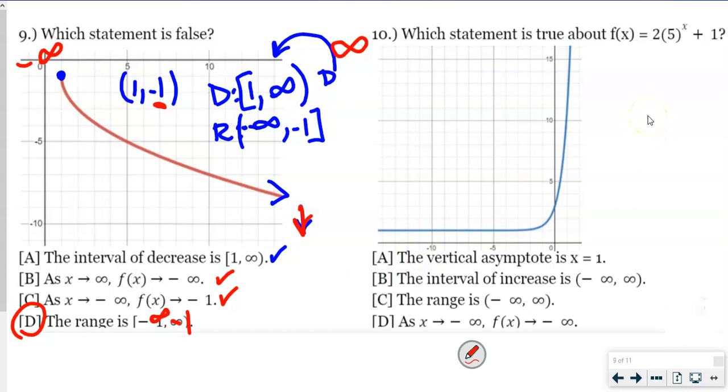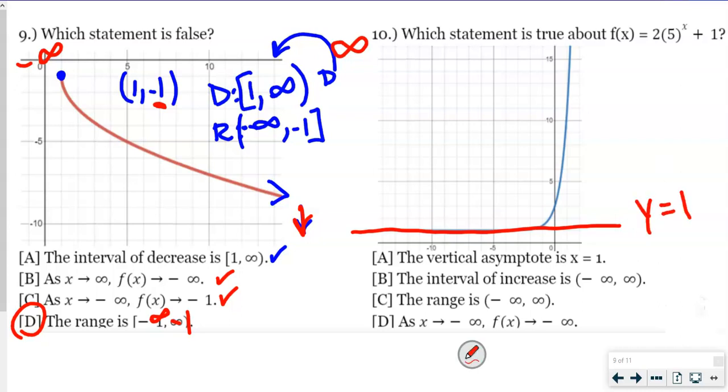All right, so on the next one, it says which statement is true about f of x equal to 2 times 5 to the x power plus 1. So let's talk this through first again before we do anything else. So this looks to me like it has a horizontal asymptote, and it should because it's an exponential, right? So this is going to be y equals 1.